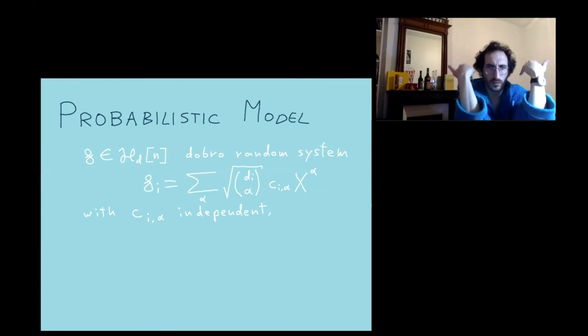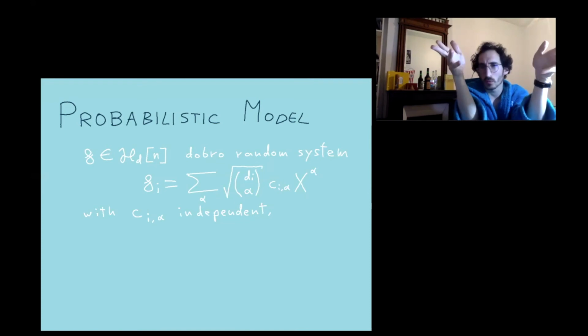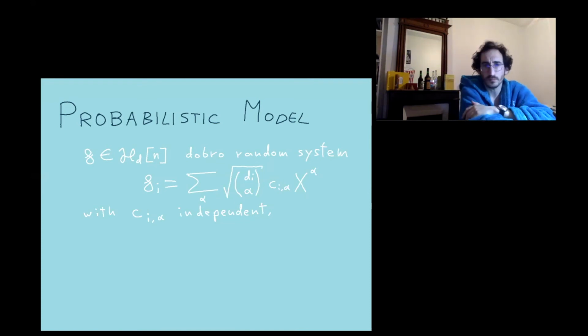This scaling is the same as that we have in the Kostlan-Shub-Smale model, and is there to guarantee the orthogonal invariance. Here it is to guarantee that things work properly when we do the probabilistic analysis.